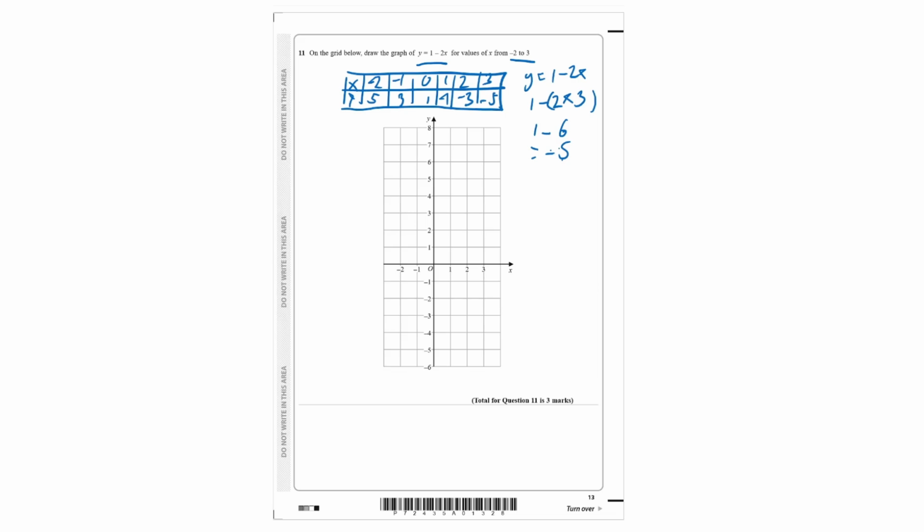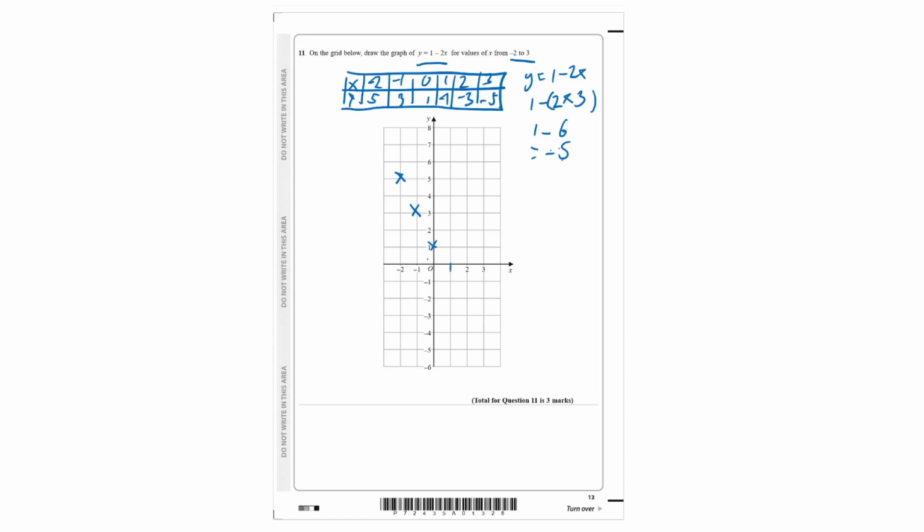Now that we have all our values, we simply input them into the table. So the x value is -2. The y value is 5. We put a cross there and we move on. The x value is -1. The y value is 3. Okay, moving on. The x value is 0. The y value is 1.